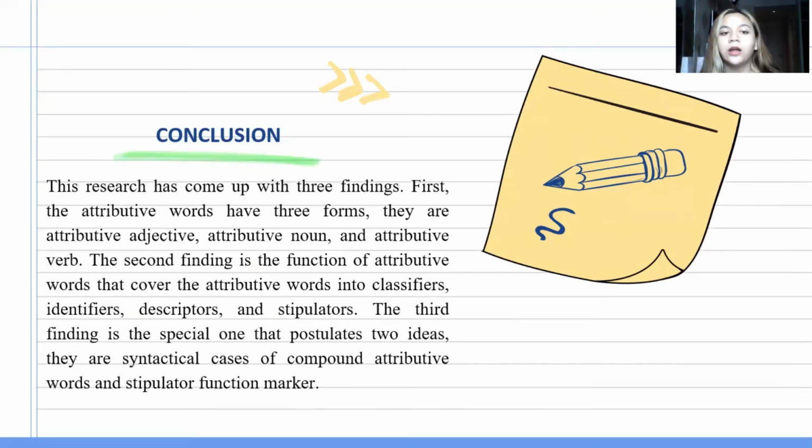And we come to the conclusion. This research has come up with three findings. First, the attributive words have three forms, which are attributive adjective, attributive noun, and attributive verb. The second finding is the function of attributive words, which are as classifiers, identifiers, descriptors, and stipulators. And the last finding is a special one that postulates two ideas. They are syntactical cases of compound attributive words and the stipulator function marker.